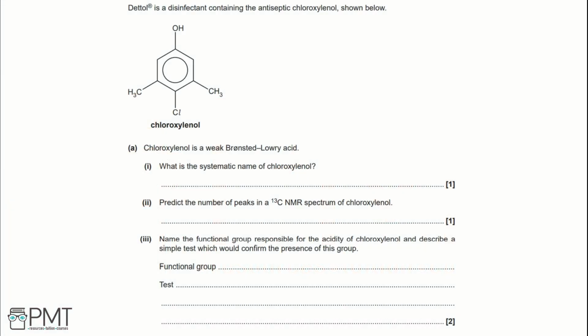Dettol is a disinfectant containing the antiseptic chloroxylenol, shown below. Part A. Chloroxylenol is a weak Bronsted-Lowry acid. Part 1. What is the systematic name of chloroxylenol?